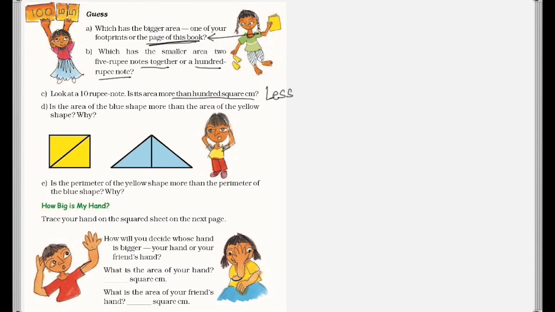Now is the area of the blue shape more than the area of the yellow shape? Okay, so we can say that the area of blue shape or the yellow shape, which one is more? Can you say that?